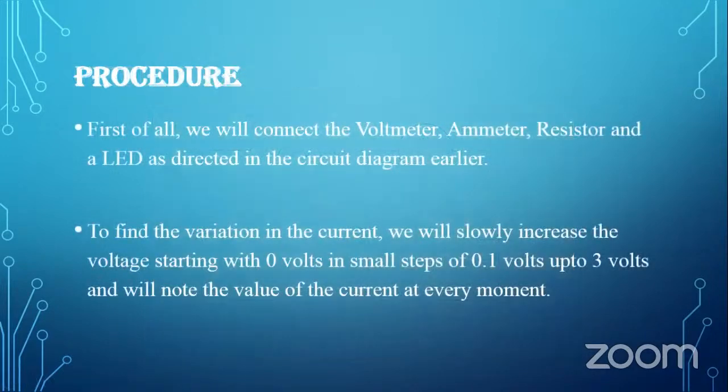Now let us discuss the procedure for performing this experiment. First of all, we will connect the voltmeter, resistor, ammeter, and LED as directed in the circuit diagram earlier. To find the variation in current, we will slowly increase the voltage starting with 0 volts in small steps of 0.1 volts up to 3 volts, and will note the value of current at every moment.